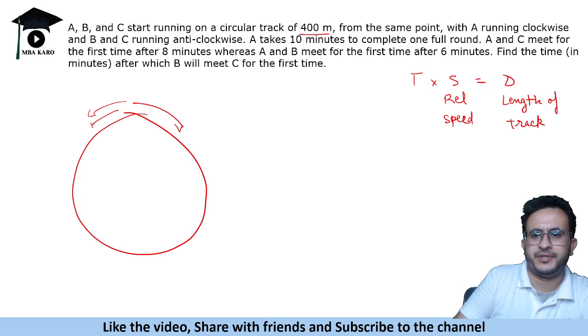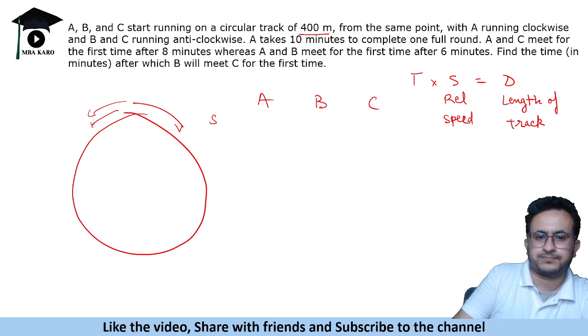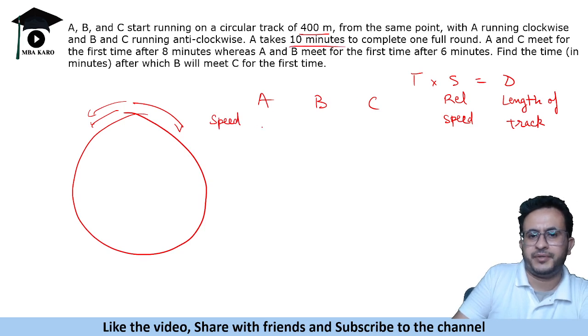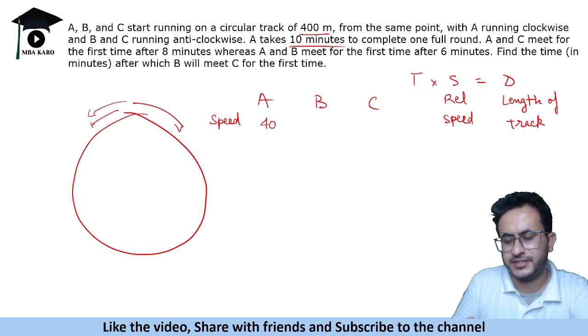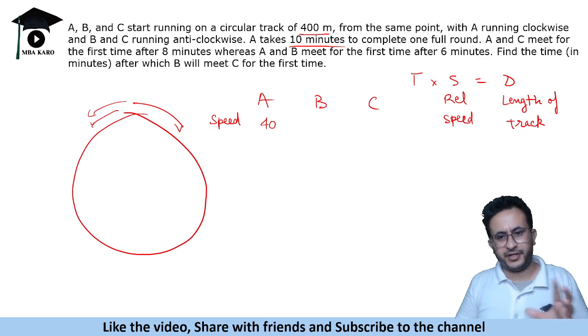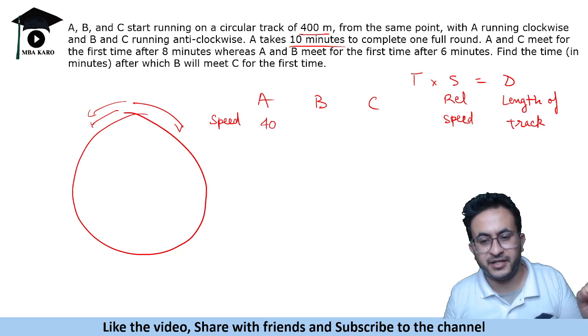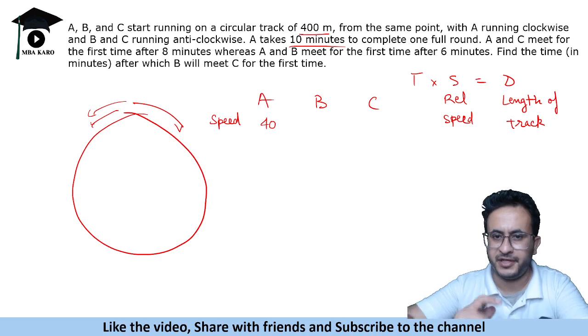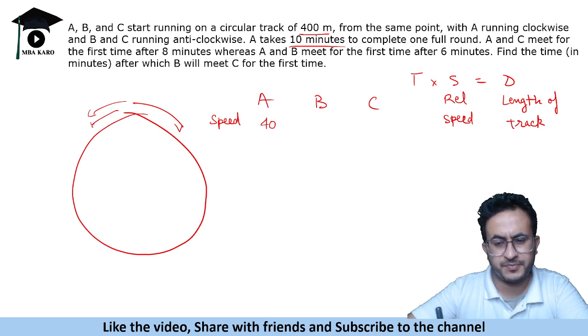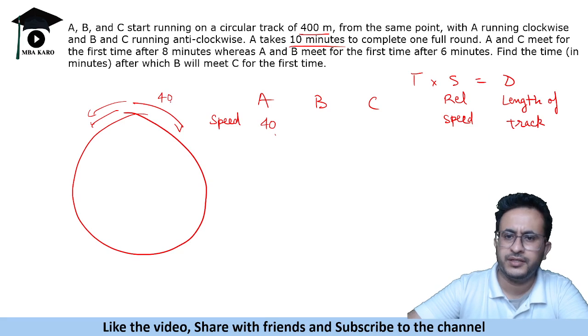A takes 10 minutes to complete a full round. So what is the speed of A? A takes 10 minutes to cover 400 meters. So 40 meter per minute. We are not converting into kilometer per hour or meter per second. Let it remain in the normal unit, meter per minute, because हर unit हमें minutes में दिया है. So A की speed है 40.